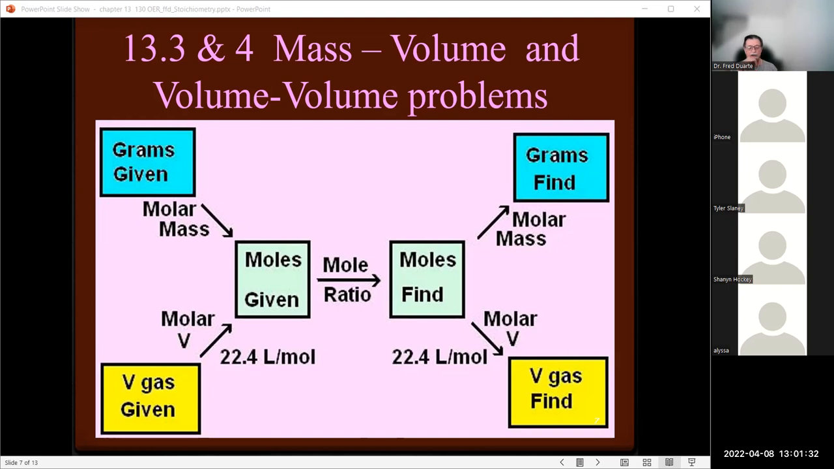Use it to help you. And then physically mark it and say, okay, the problem says I'm given grams and I need to go to volume because I'm at STP. Okay, so now you can follow the roadmap. Use it as a roadmap to get from point A to point B, okay?